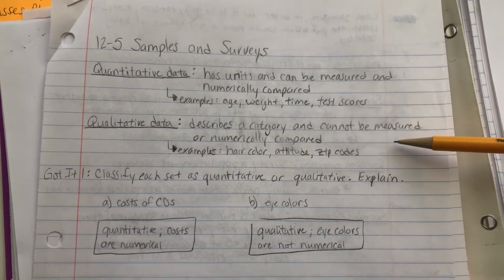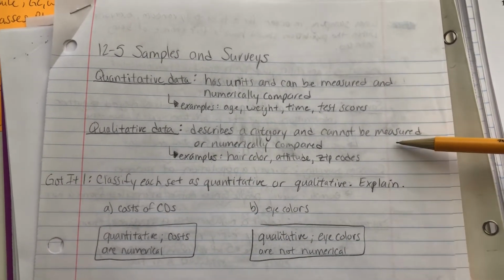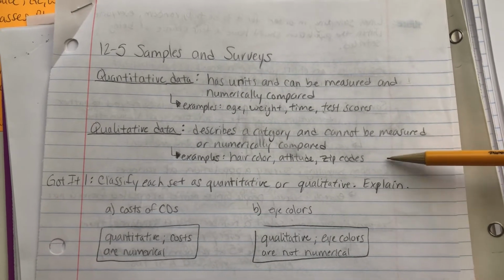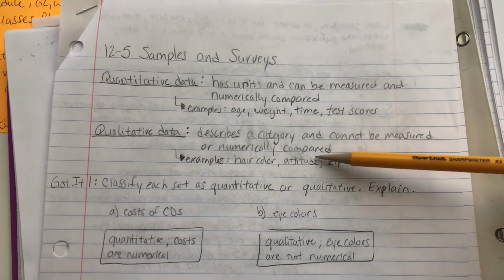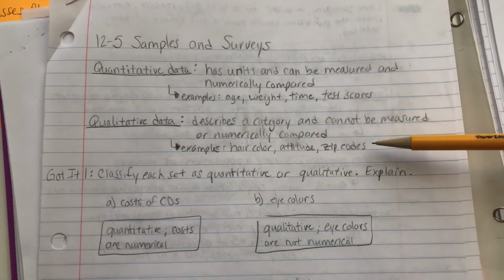Qualitative data describe a category. They cannot be measured or numerically compared. Some examples here would be hair color, attitude, which your book included. I thought that was interesting, and zip codes.